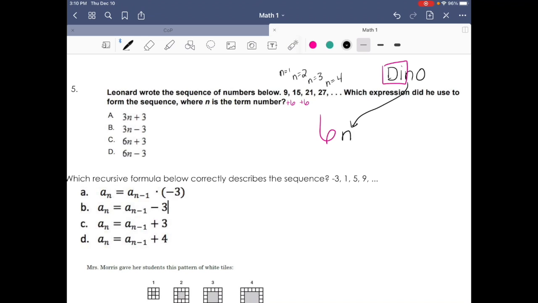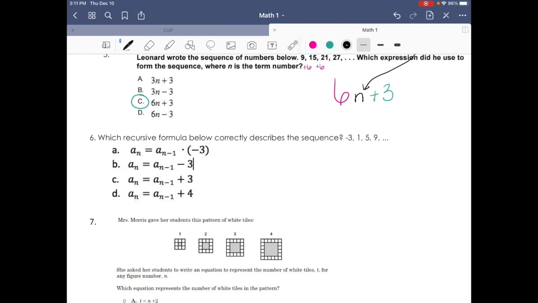So then we're going to bring down the n or the x, whichever variable you choose to use. And then we need the initial term. So to find the initial term, we're going to work backwards. If I'm at 9, I'm going to go backwards by subtracting 6, which is going to give me 3.